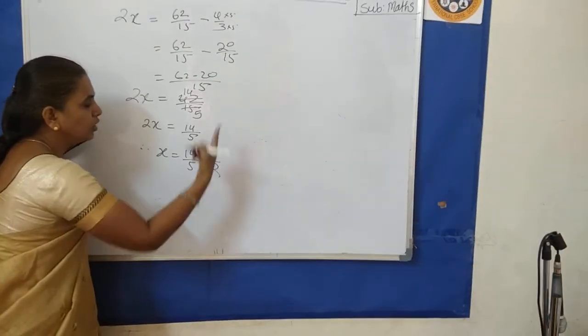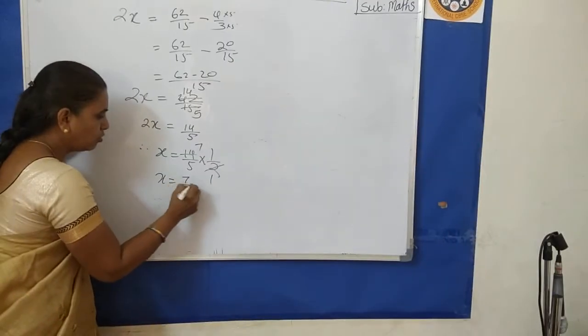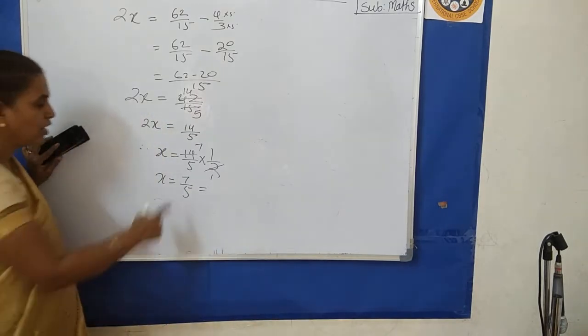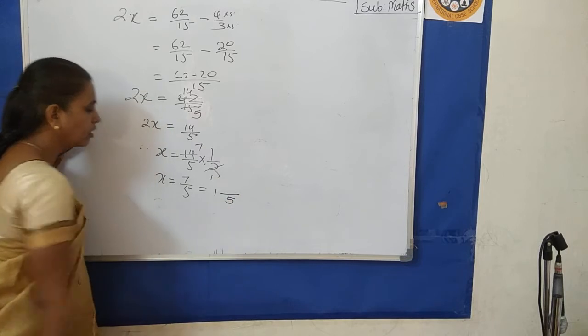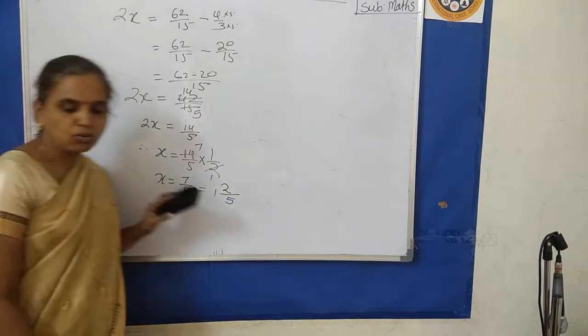Transposing 2 to the right side. So here 2 1s are 2, 2 7s are 14. X is equal to 7 upon 5. Convert this improper fraction into a mixed number. 5 1s are 5 and plus 2, 7.